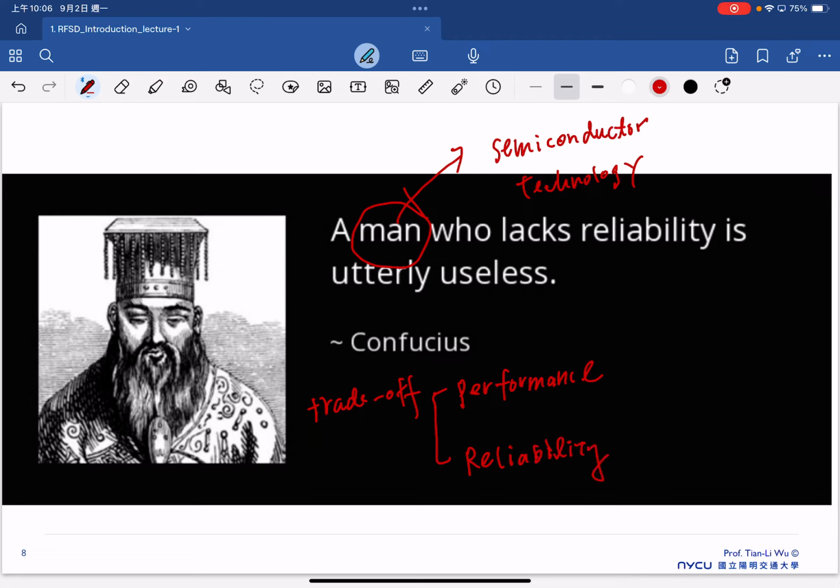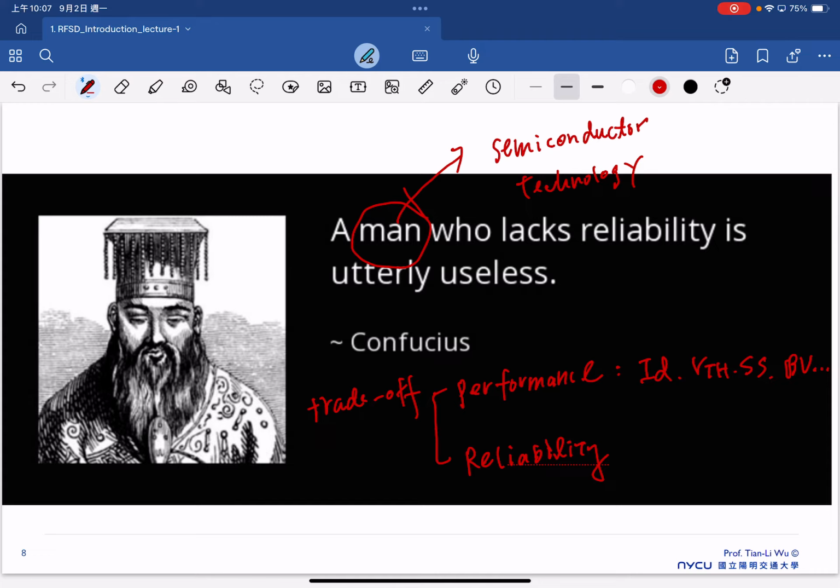Performance means, for example, how large the current is for this device, the threshold voltage. Sometimes we also care about the subthreshold swing, and also the breakdown voltage, and so on. These are typical performance metrics that we are interested in. But if you only try to fabricate a device with best-in-class performance, sometimes you will lose your reliability, because reliability has a trade-off with performance. If you want to make a device with good reliability, sometimes you have to compromise performance.